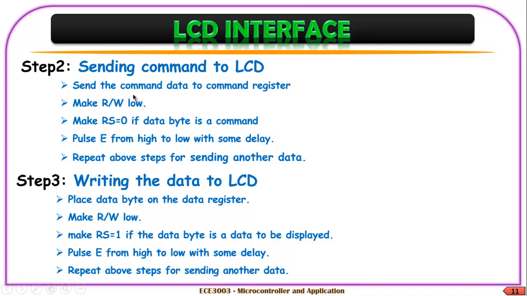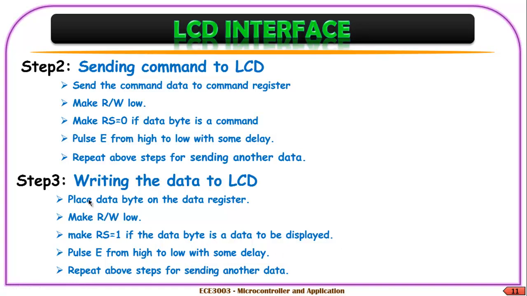First I'll pass the command to the command register. I'll set R/W equal to low and RS equal to 0, and pulse E with a high to low signal with some delay, and I'll repeat the same step again and again. The same is the case for data. I'll place the data I want to display on the LCD, make R/W equal to low, and make RS equal to 1 since the data is to be displayed. Then I'll send the pulse on E from high to low with some delay, and repeat the same step again to pass another data.